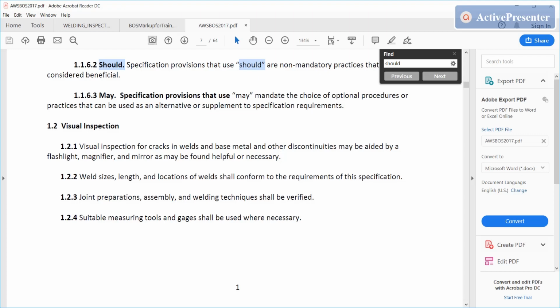Joint preparations, assembly, and welding techniques shall be verified. Obviously, you're not going to be verifying any real welding techniques. You won't be observing any fit up per se, but you may be inspecting some welded end preparations. Make sure you understand how to measure an angle on the end of a bevel. Make sure you understand where 0 is at with no bevel and where 30 is with a bevel. And of course, suitable measuring tools and gauges shall be used where necessary. Again, you're going to be provided the tools that you need.